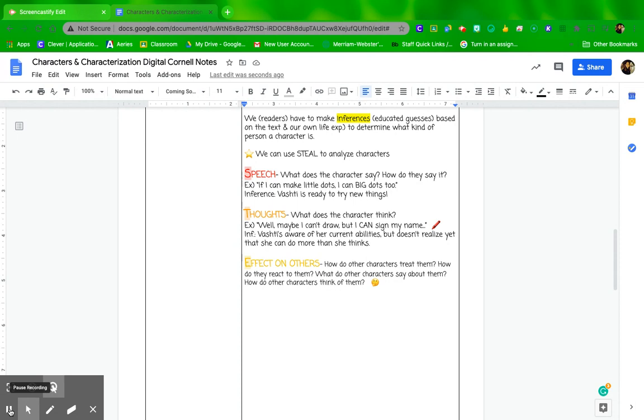To review, so far from the STILL acronym for analyzing characterization, the S stands for speech, or what the character says. The T stands for thoughts, or what the characters think. And the E has to do with effect on others. So how do other characters treat that character? How do they react to that character? What do other characters say about that character? Or how does the author reveal the way in which other characters think of them? Okay, so all of that has to do with indirect characterization.